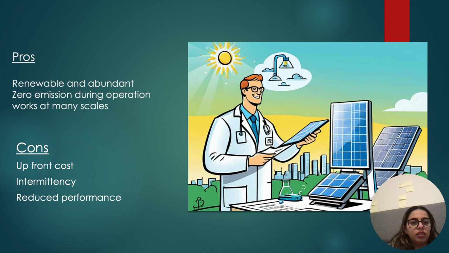And the cons are the upfront cost you have to pay in advance, and the cost is not really effective. And then there is the intermittency: it only produces energy during daylight, and has reduced performance. For example, in cloudy climates, it does not produce that much energy.